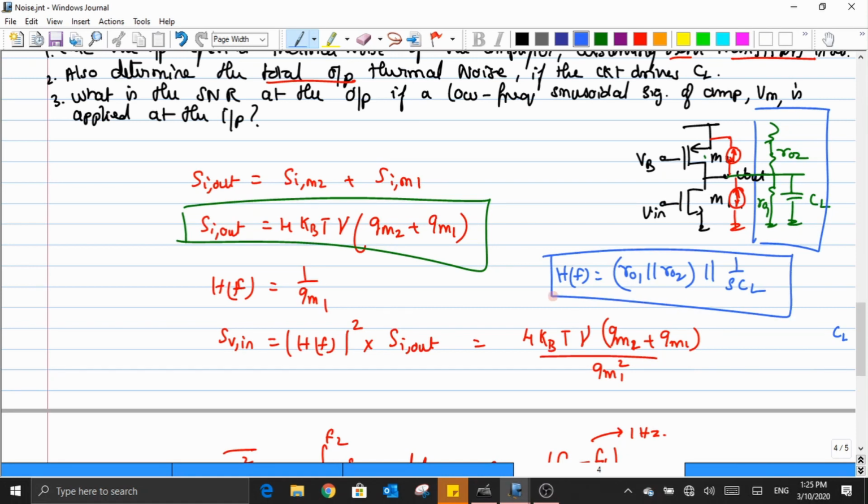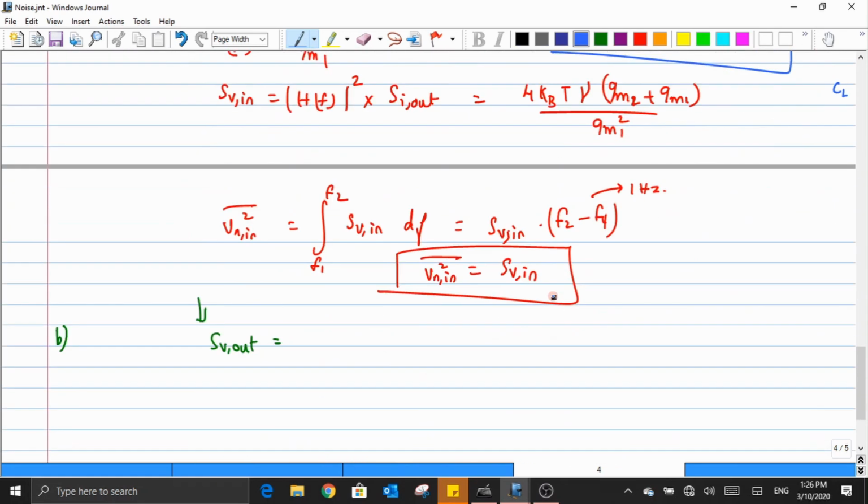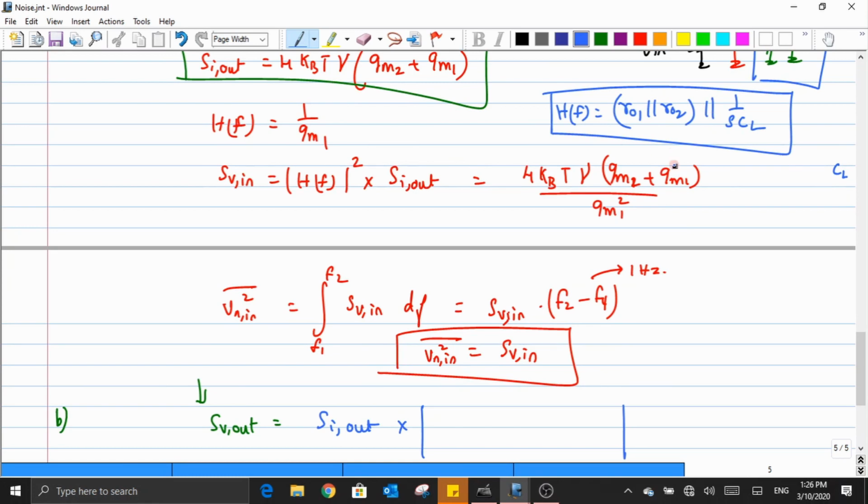Using this transfer function, I need to convert this power spectral density of a current noise into power spectral density in terms of a voltage noise. Okay. So what is this H of f? How will I write this H of f after removing all these parallel symbols, or at least removing this parallel symbol between the resistance and the capacitance? What type of term will I get?